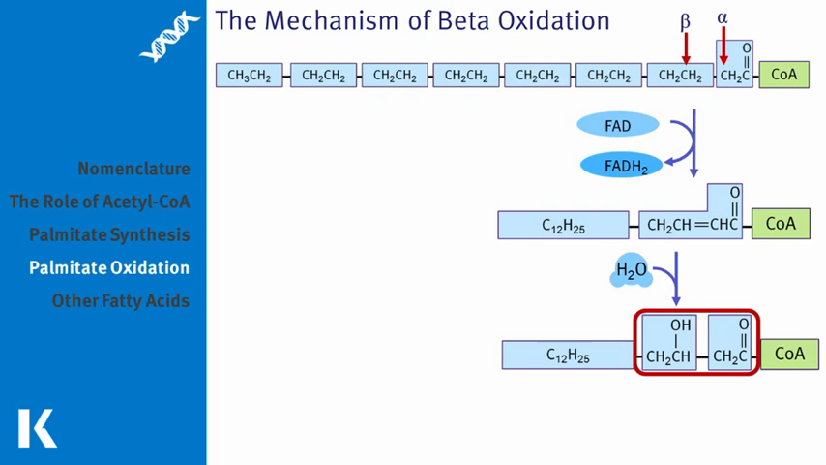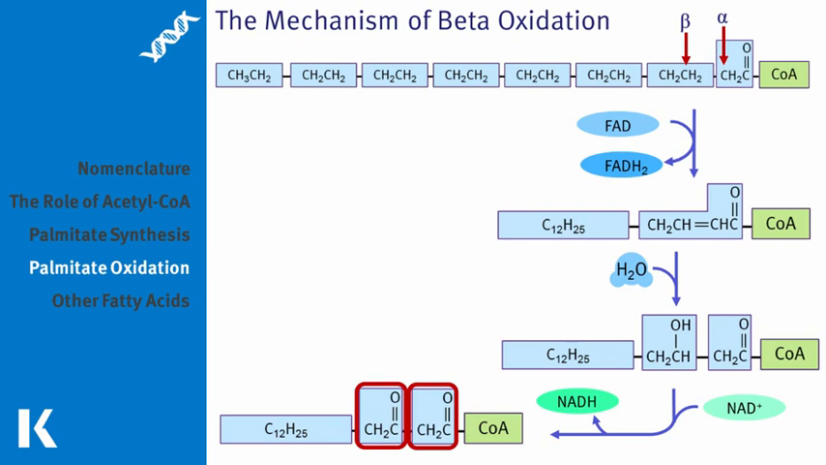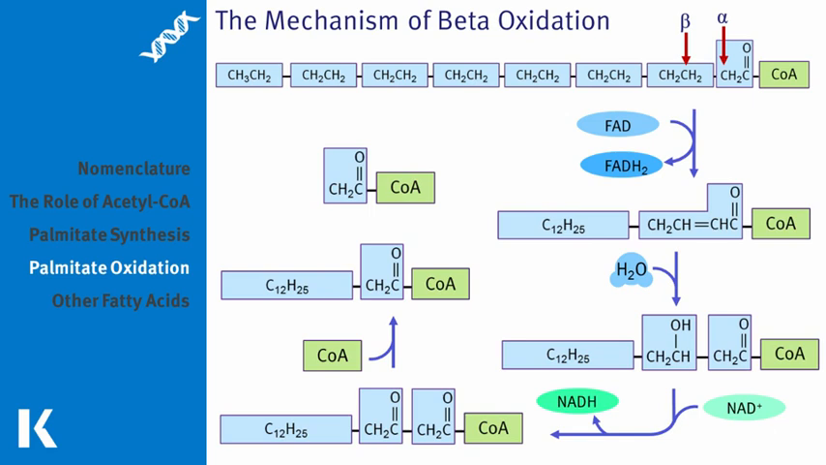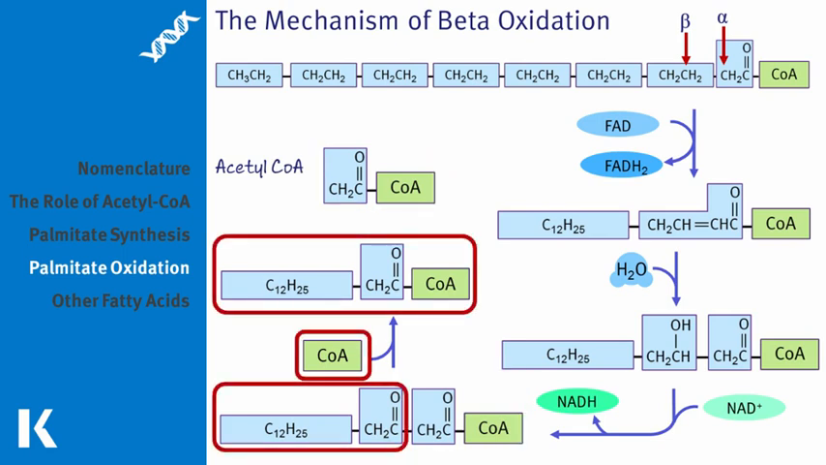Then, water is added across the bond to add a hydroxyl group to the beta carbon. NAD+ is reduced to NADH as the beta carbon is oxidized to a carbonyl group. And finally, the beta carbon forms a bond with an additional CoA molecule, which splits the fatty acid, yielding 2 CoA molecules. The first 2 carbons have been separated into acetyl-CoA, and we are then left with a fatty acyl-CoA molecule that can undergo beta oxidation.